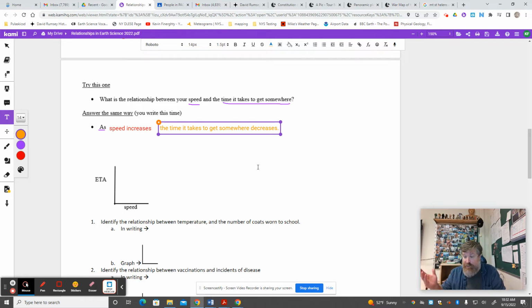So the example I used in class was if I had to get from here, this high school, to the elementary school, and I walked, it would take some amount of time. If I got on a bike, I'd be going faster, so it would take less time. And then if I got in a car, I'd be going even faster, so it would take even less time. That's the relationship. The faster I go, the less time it's going to take.